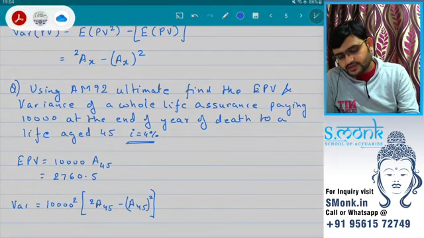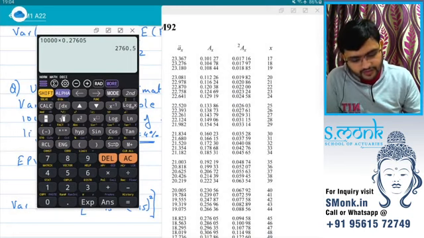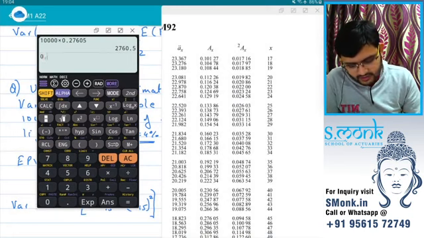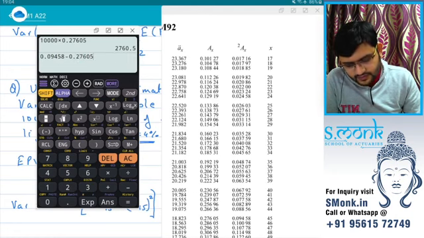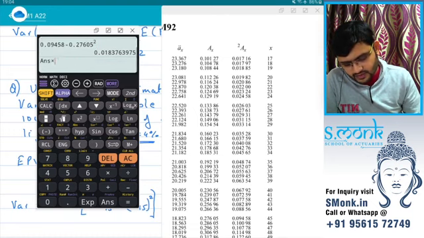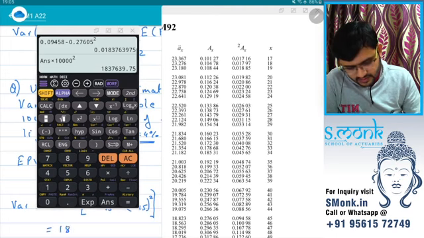So 2AX minus AX. So at 45, 2AX is 0.09458 minus 0.27605 square. This into 10,000 square. This is our variance.